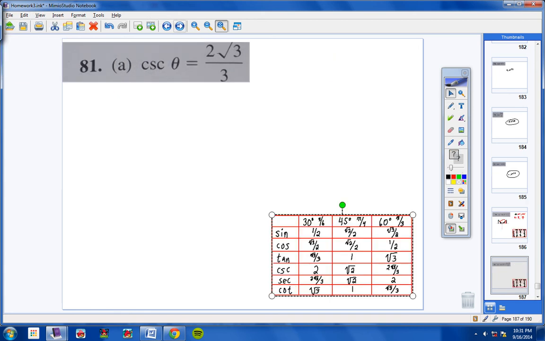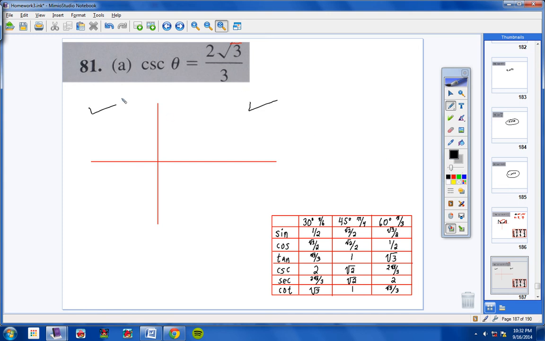Okay, moving on to number 81. They want us to find theta. When we take the cosecant of theta, we get a positive 2 over square root of 3, 2 square root of 3 over 3. Now cosecant is the reciprocal of sine, so once again, where is sine positive? Well, sine is positive here, and sine is positive here. So there's your two quadrants that we're dealing with.